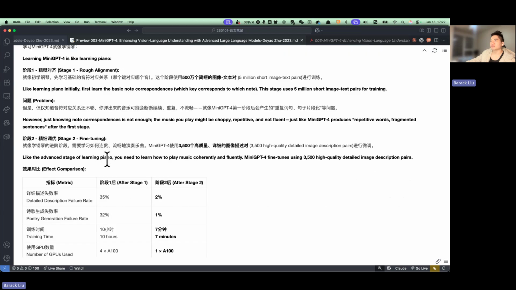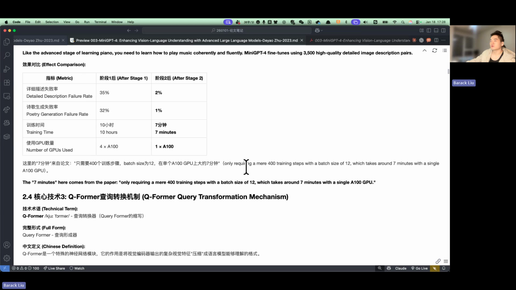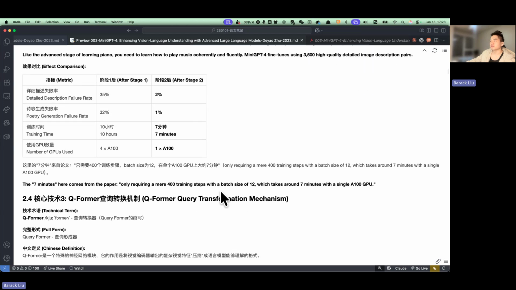Stage 2, fine-tuning. Like the advanced stage of learning piano, you need to learn how to play music coherently and fluently. MiniGPT-4 fine-tunes using 3,500 high-quality detailed image descriptions. That's cool. The 7 minutes here came from the paper, only requiring a mere 420 steps with a batch size of 12, which took around 7 minutes on a single A100 GPU.